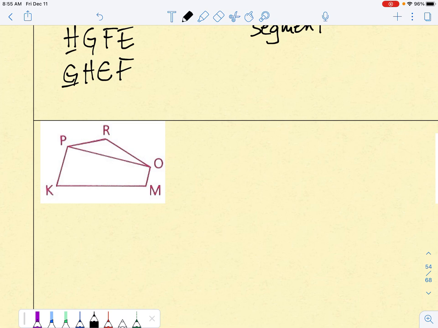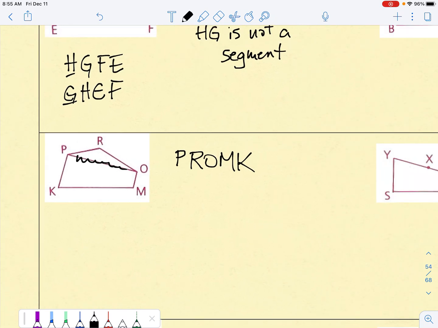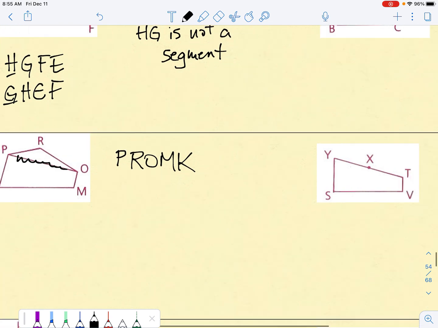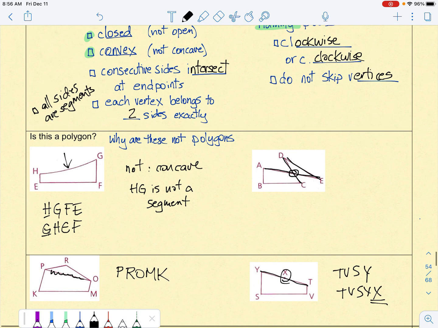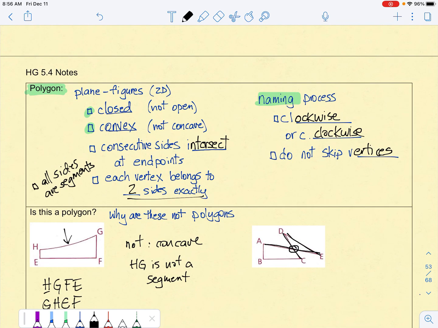Here we have, now if you were talking about this PRO, PROMK, that would be a polygon. But there is a segment in there, PR, PO, that if that's included as part of the polygon, then it's not part of it. Okay, that's a really rare instance that's talked about. Next to last, TVSY is a polygon, but TVSYX is not, because X is collinear with YT, and so X is not a vertex, so you can't use that. So that's part of what that last rule means, each vertex belongs to exactly two sides. Okay.